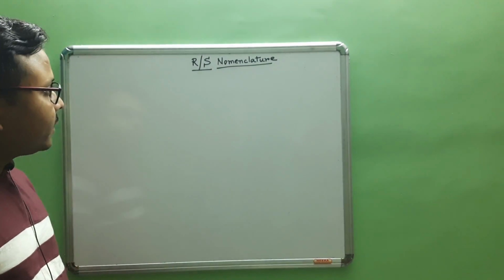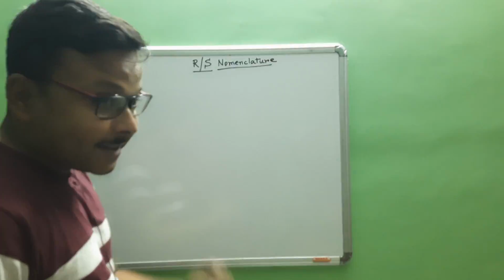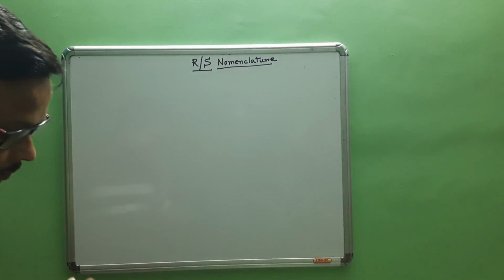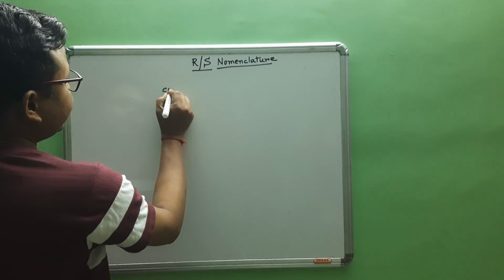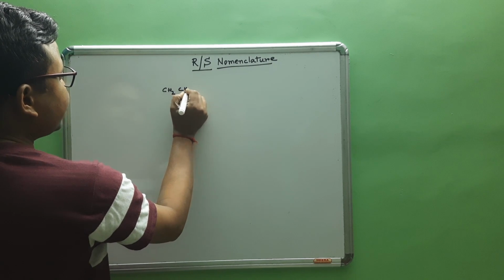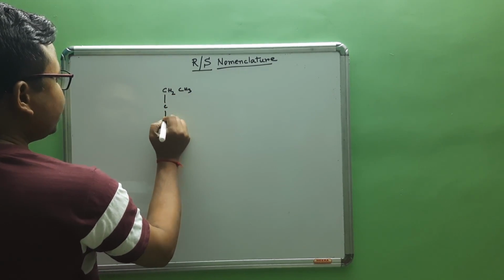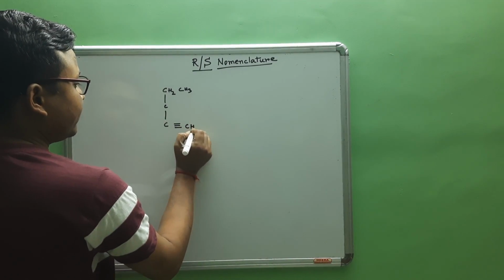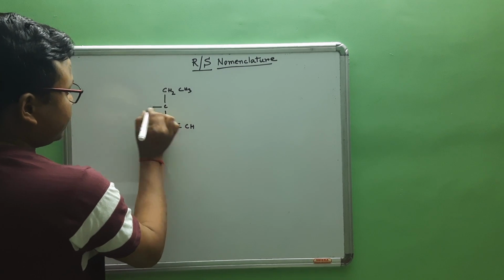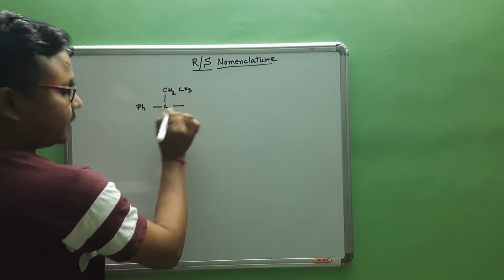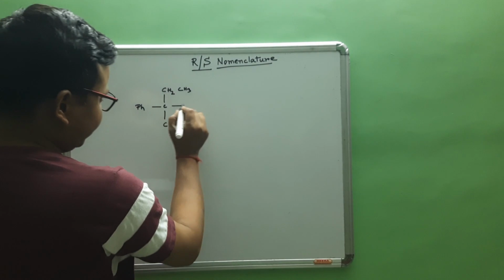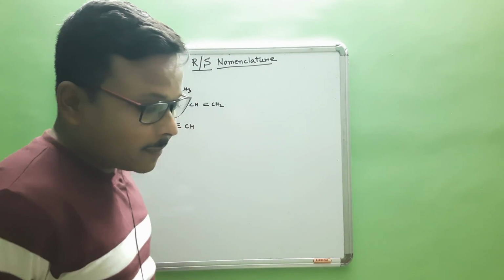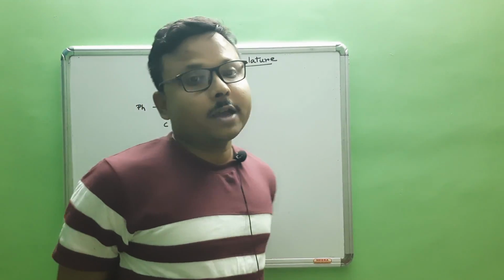So what is the RS nomenclature? So let's start with an example. Basically, don't waste time. Let's start with an example. So in our example, like this, CH2, CH3, C, C, CH, this is Ph, phenyl, and this is CH2. ओके, सो यहाँ पे देखेंगे कि कायरल सेंटर कौन सा होता है.